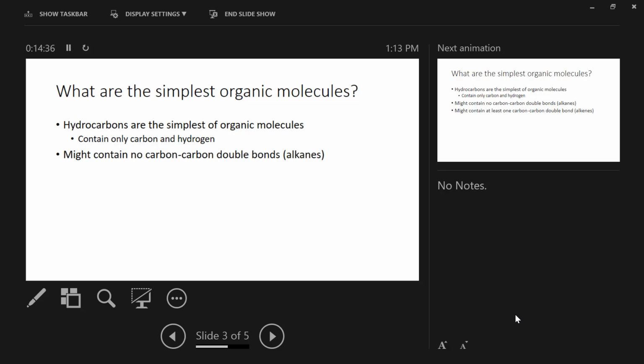And so these hydrocarbons might contain no carbon-carbon double bonds, in which case they would look like this. And we call these alkanes. You see, we have a carbon-carbon bond, right? Do you see the carbon-carbon bond? There's a bond between this carbon and this carbon, but it's just a single bond. It's one orbital. Okay? One set of electrons.